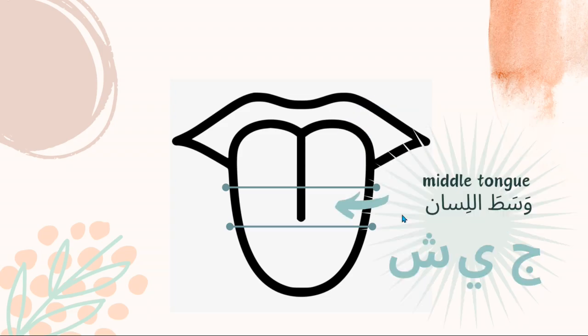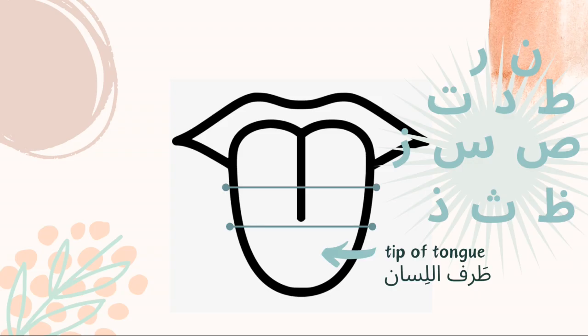And then we come to the middle part of the tongue, wasat al-lisan. We have 3 letters, and they call them jaysh. And jaysh means army in Arabic. It's the letters jim, ya, sheen, and they are pronounced from the middle part of the tongue. So we have the qaf and kaf up there, we have the jim, ya, sheen in the middle, and then we come to the tip of the tongue.